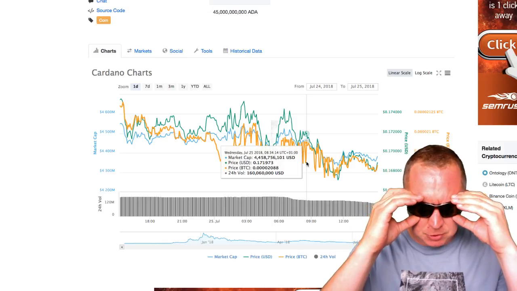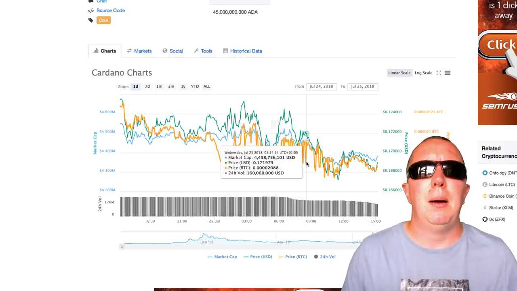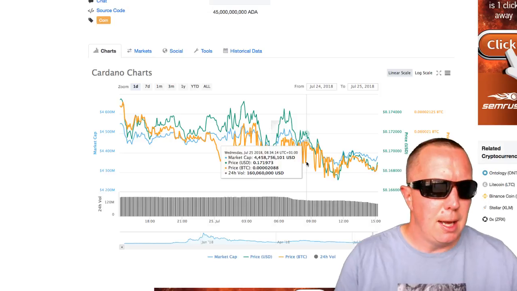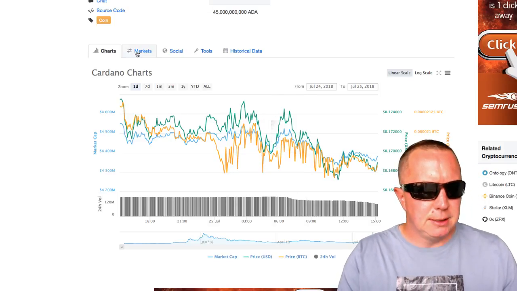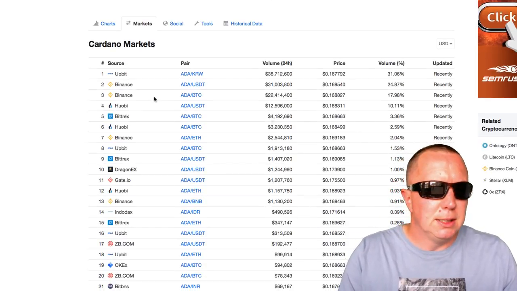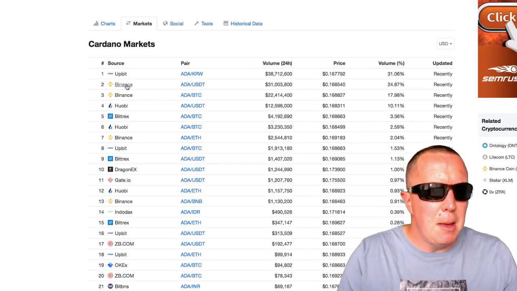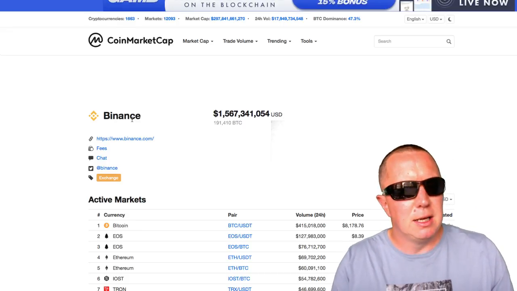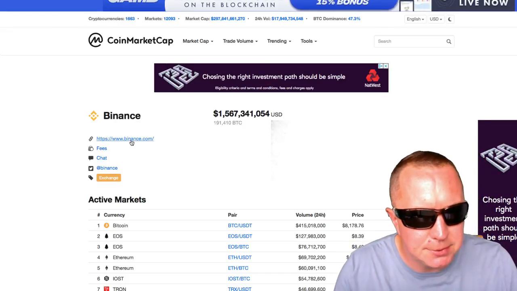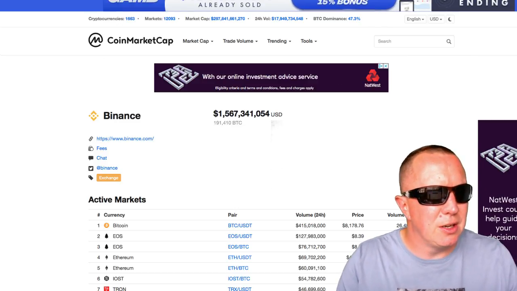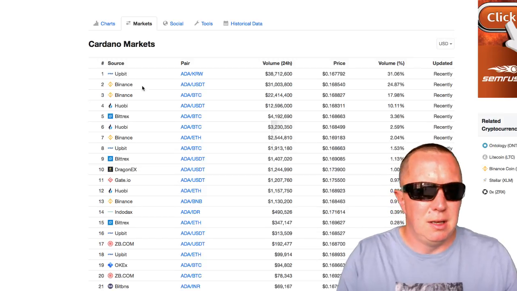I prefer to use TradingView, or some exchange ones are quite good. Anyway, there's your charts. Here's your markets. Markets is where you can buy this coin. So these are exchanges down here. Binance is probably the most well-known one. If you want to download Binance to start using it, click on Binance and then it'll give you their website. Again, don't go via Google, go via here. It's going to take you to the right place so you're not getting scammed.